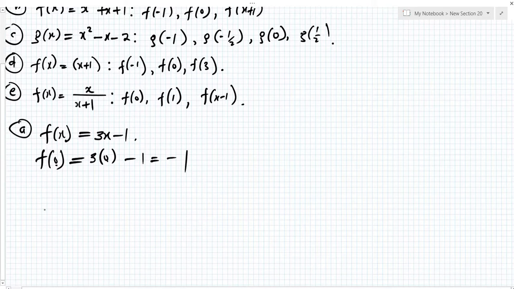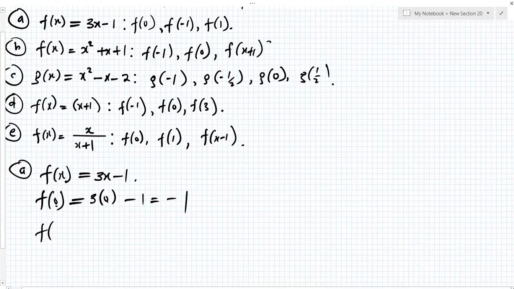So now the next one, you have f of minus 1. Wherever you see x, you replace it by minus 1. So we have 3, here is minus 1. 3 times minus 1 will give you minus 3, minus 1. So this will give you minus 4.